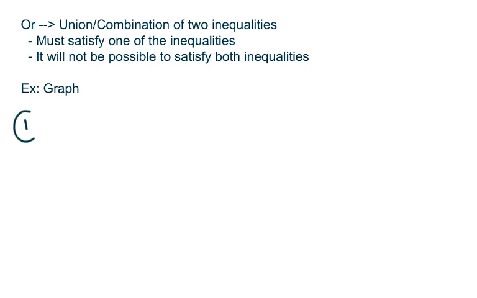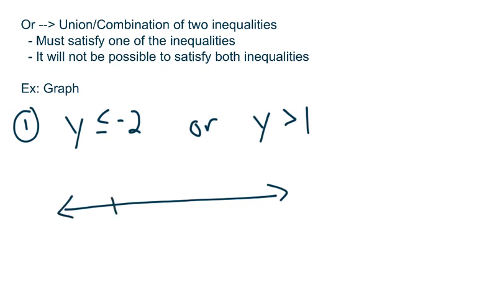So number one, if we're going to graph, we're going to have y is less than or equal to negative 2, or, so now we're using the word or, y is greater than 1. If I was going to put this on a number line, so we got negative 2 out here, 1 over here. So I'm going to do the first one in red. Y is less than or equal to negative 2. So that's a closed circle at negative 2. Less than is that direction. Okay? And if I go with y is greater than 1, that's an open circle this direction.